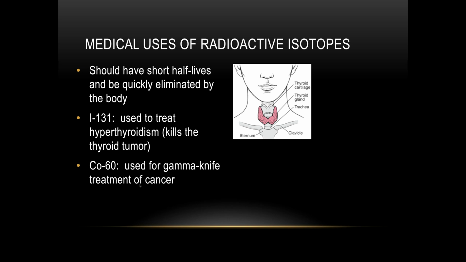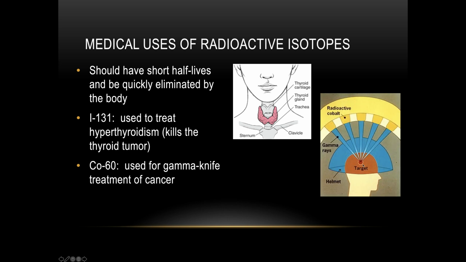Cobalt-60 is used for gamma knife treatment of cancer. They basically bolt your head into this helmet and they shoot targeted gamma rays at the tumor and it burns the tumor out. Each individual ray is not strong enough to harm your brain, but where they meet together, it's kind of like using a magnifying glass to focus the sun's rays to burn something. If you aren't focused, it's not going to burn, but once all the rays are in focus, it can burn, and their precision is extremely accurate.